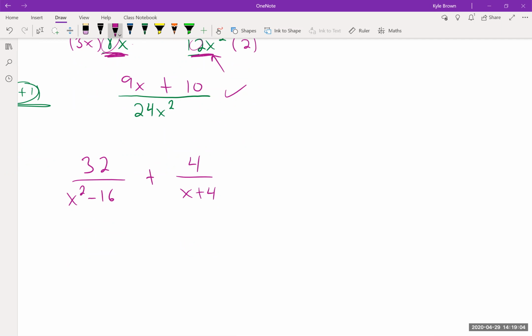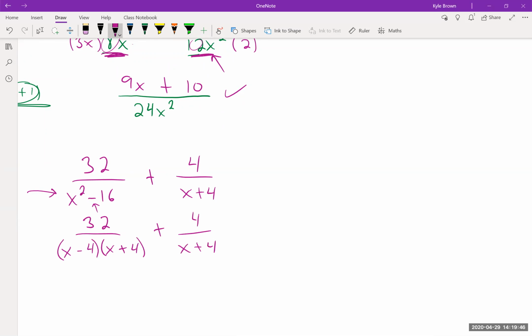Maybe you don't see it at first glance, but it's actually one of the easier ones if you recognize it. That's a difference of squares. That's x squared and that's 16, and I'm subtracting them. So we can rewrite this as 32 over, and then write down both your brackets. The square root of x squared is x, so they both get an x. With the difference of squares, one's a minus and one's a plus, and the square root of 16 is 4, so they both get a 4. So that's the factoring for that, and then plus 4 over x plus 4.